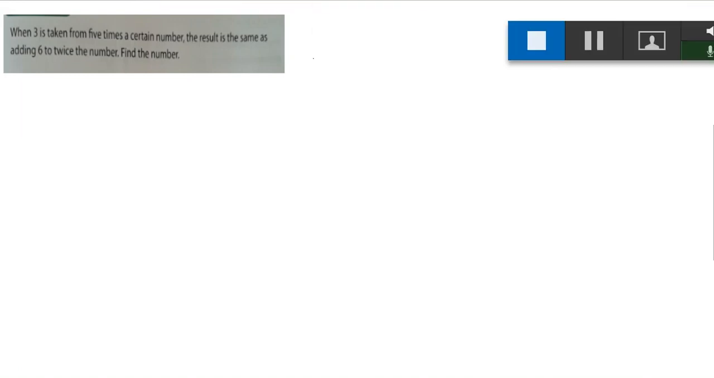Okay, good morning, guys. What we're going to look at today is a little bit of revision on writing and then solving equations. The first part is the writing part, and the second part is the solving part.